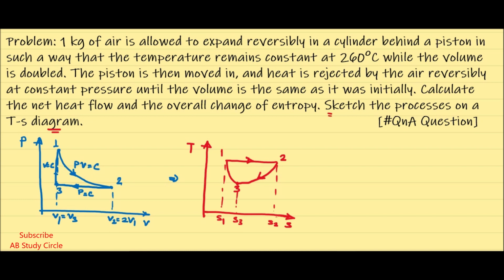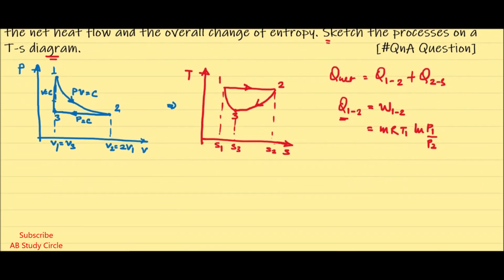This part of the question has been solved. Okay, now moving on to the net heat flow, Q net will be Q12 plus Q23. So let's first find out Q12. 1 to 2 is a constant temperature process. For a constant temperature process, Q12 is nothing but W12, and it is m R T1 ln(P1/P2), for process 1 to 2. Now what is T1?